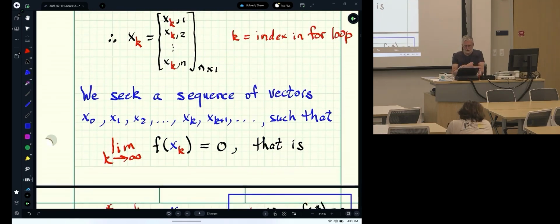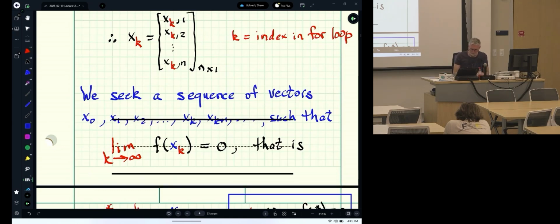What we're trying to find is a sequence of n vectors.